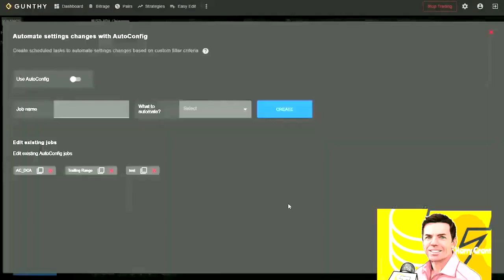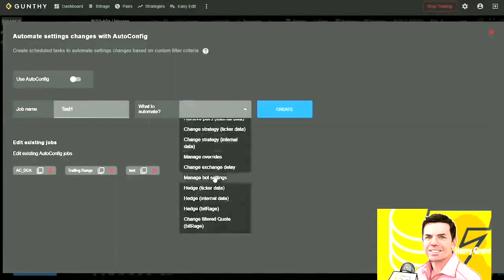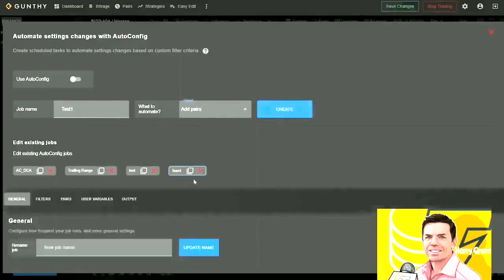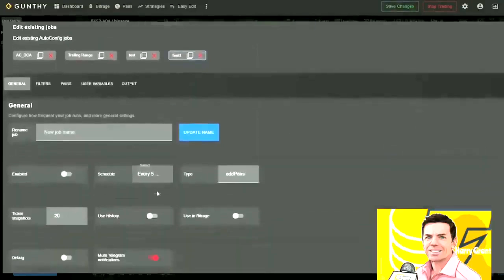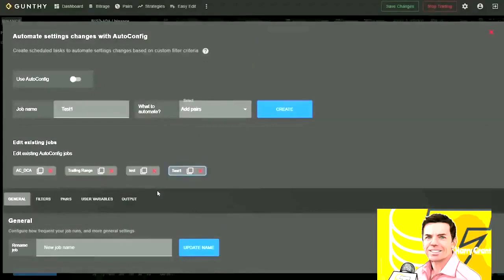Next, what I want to show you, this is probably one of my favorite features, is the new auto config method. So let's create an auto config method called test1. And I want to automate adding pairs. So let's create this. What autoconfig allows you to do is make adjustments to your strategy, to your pairs, while the bot is running.